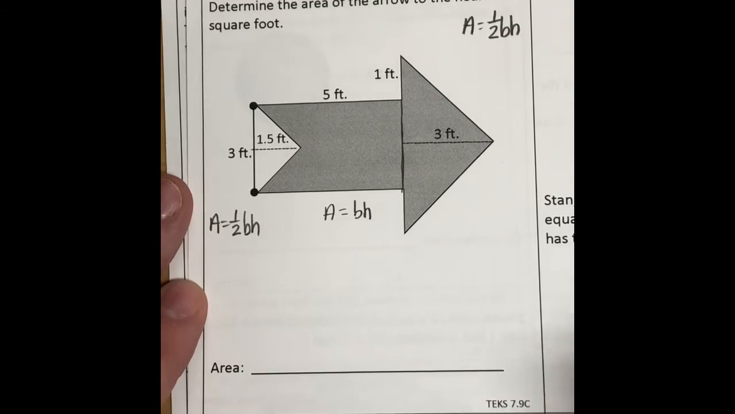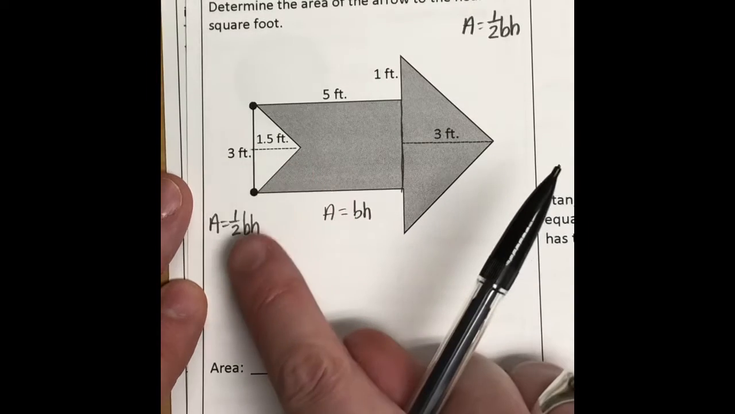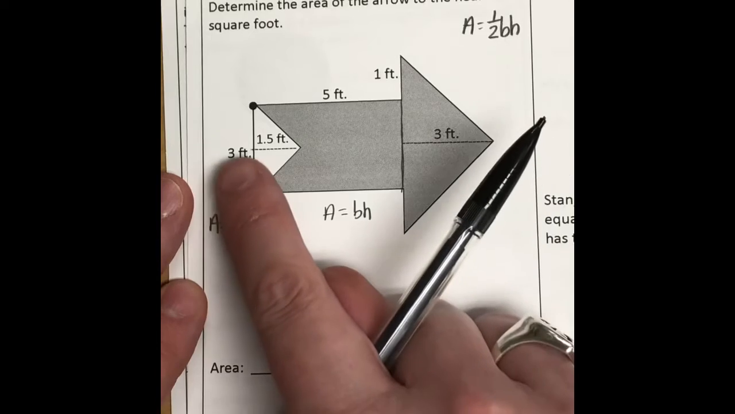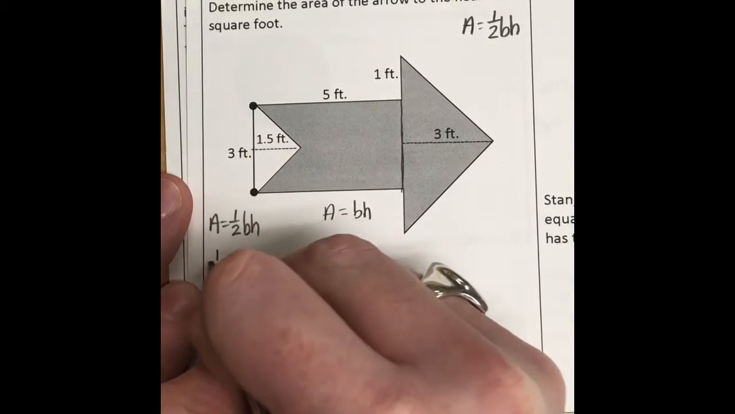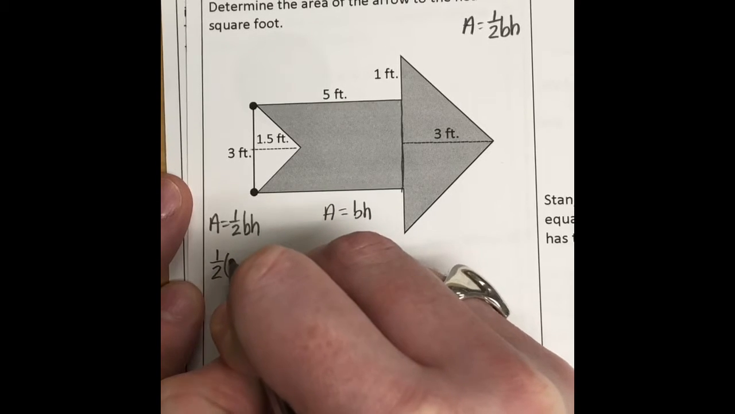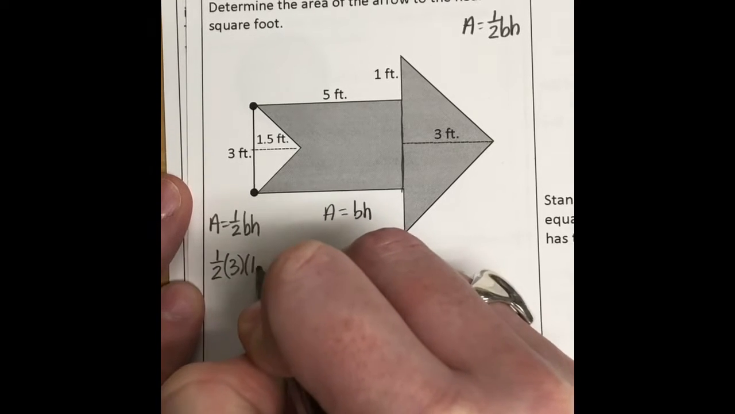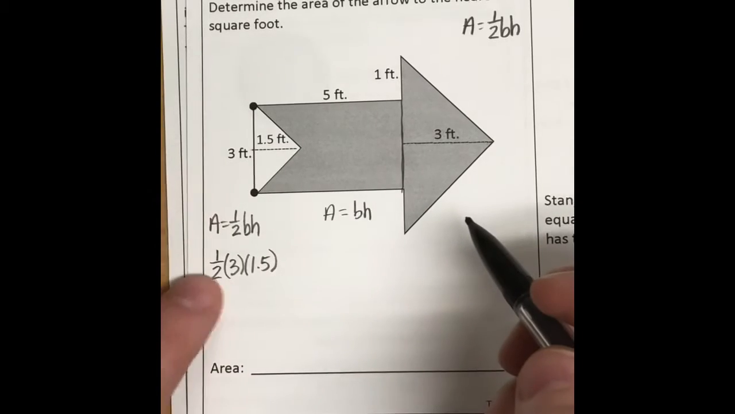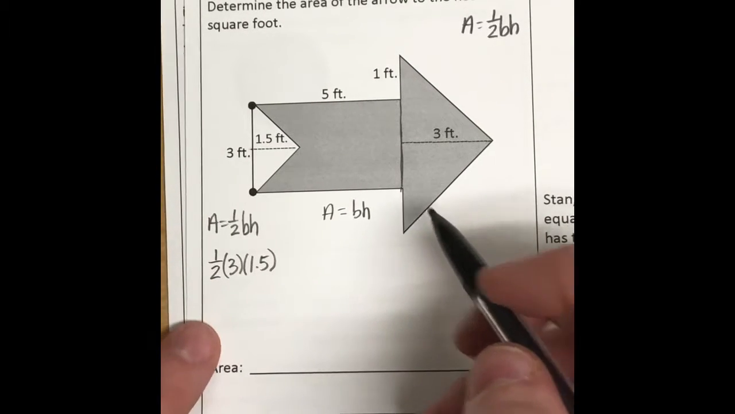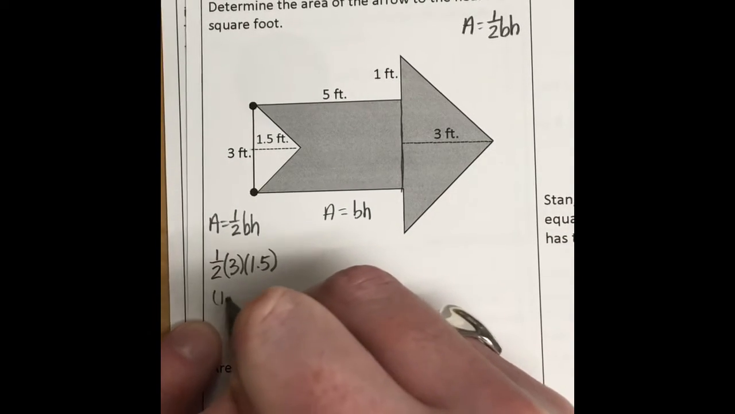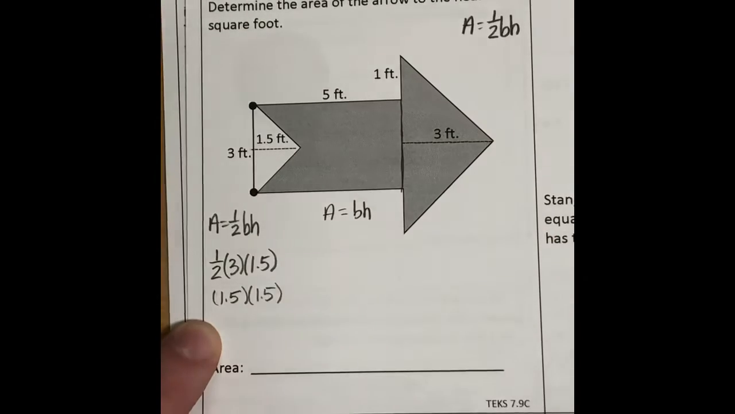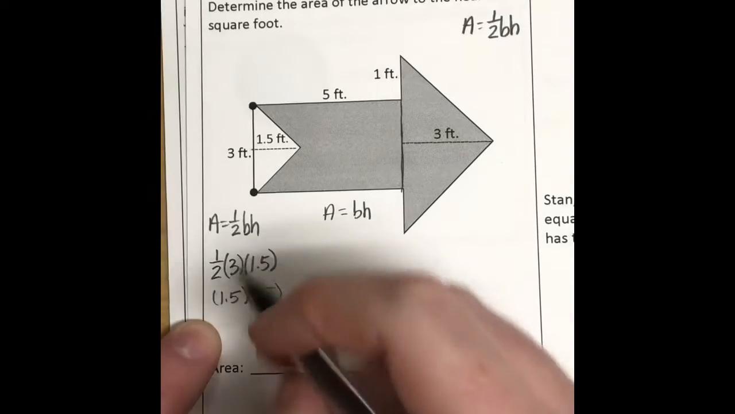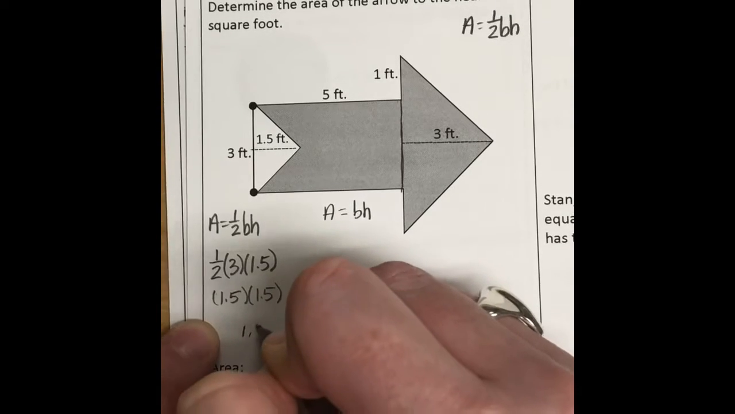Okay, so we can start with the little one. Okay, it's 1/2 base times height. It gives you your base. It gives you your height. So we're going to go ahead, 1/2 base times height. Half of 3, so 3 divided by 2 gives me 1.5. And then I'm multiplying that by 1.5. Okay, so we'll do that right here.